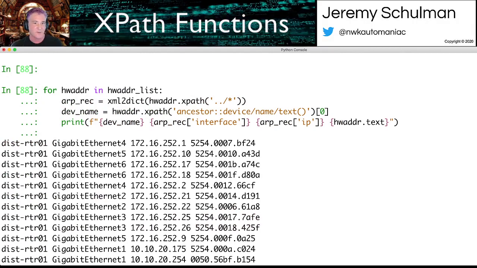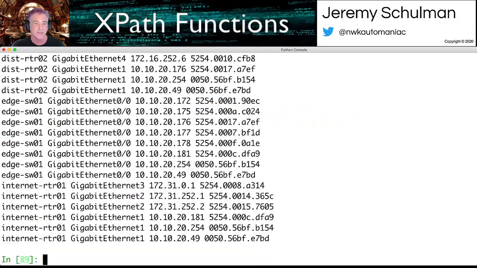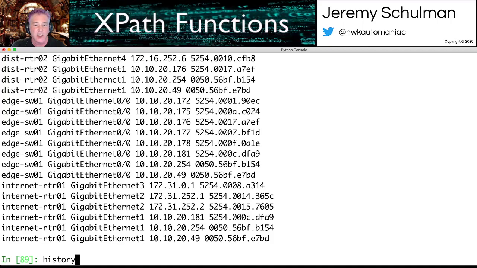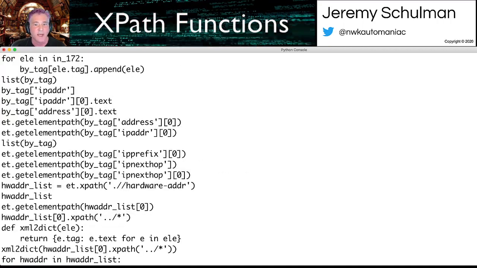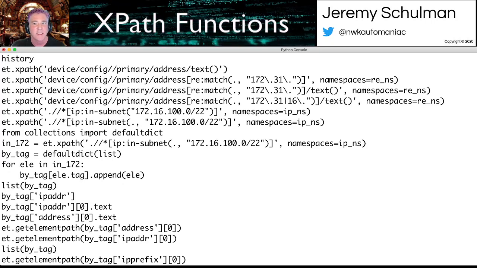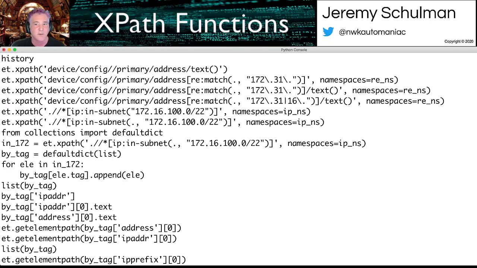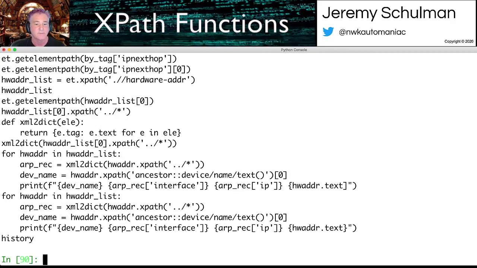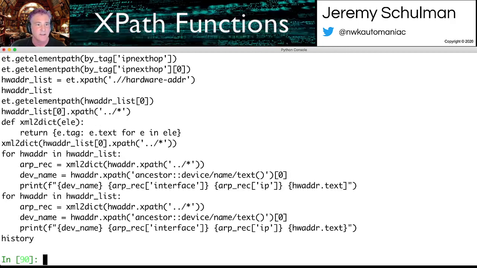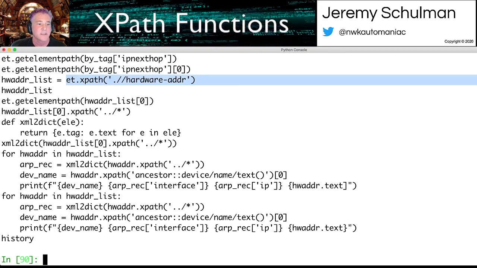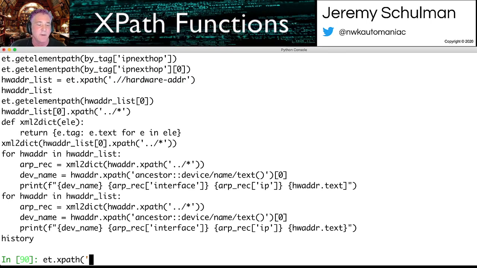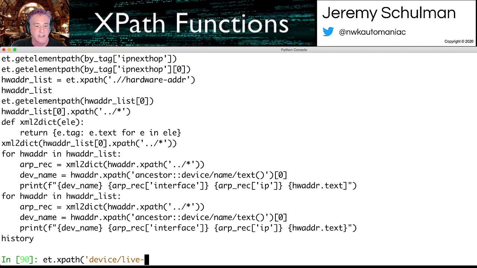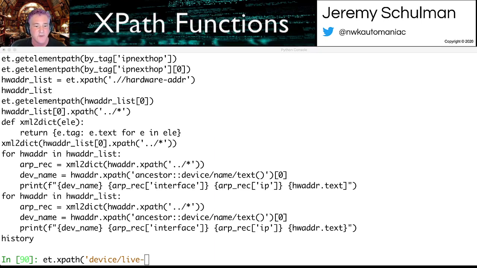If we go back through that, we could filter based on subnets. So if I wanted to go back to the whole thing, I could do something like this. Really what I want to do is find not the hardware address, but the actual IP. So with XPath, we're going to be a little bit more specific. In the device live, let me see what it is again. It was live data or something like that. I'm just looking in the file real quick.